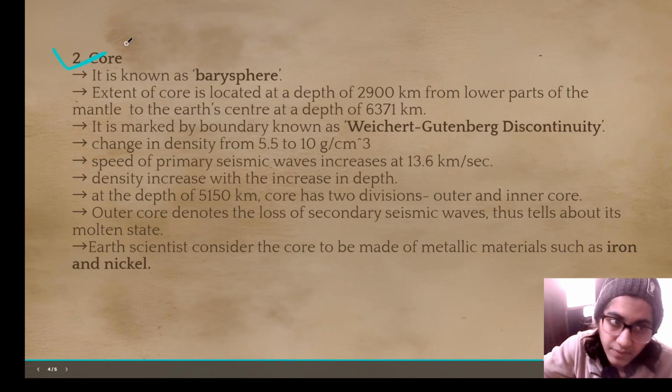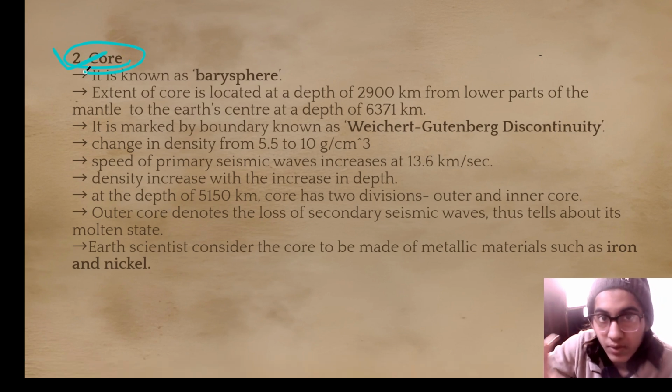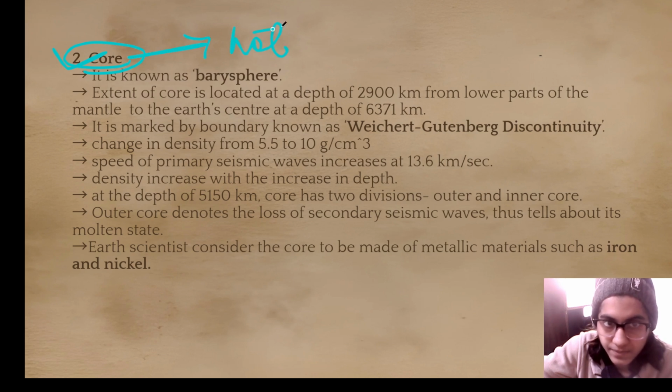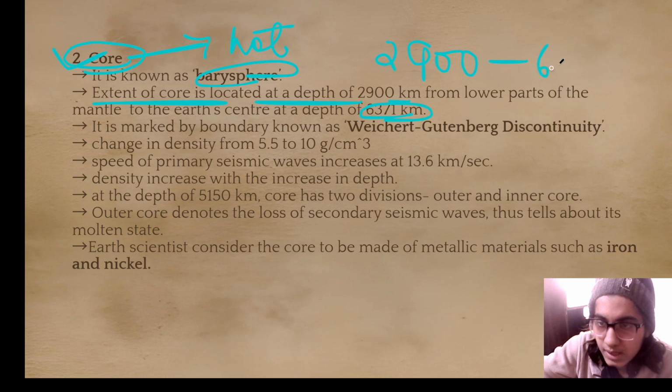Now lastly we have the core. At the very middle of Earth's internal structure we have the core, and it is very hot. It is known as the barysphere. The extent of the core is 2900 kilometer to 6371 kilometer. So it's spread out from 2900 kilometer to 6371 kilometer.